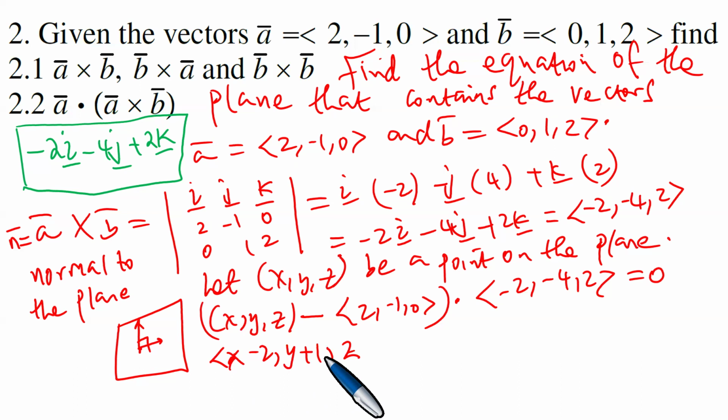Okay, we continue. So we have x minus 2, then y plus 1, and then z minus 0. You dot that with (-2, -4, 2). Because it's the dot product, the result is 0.